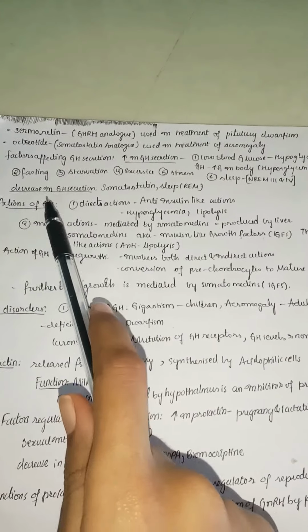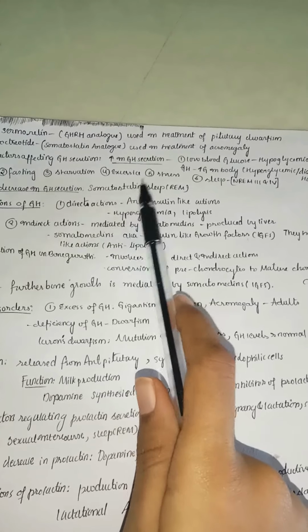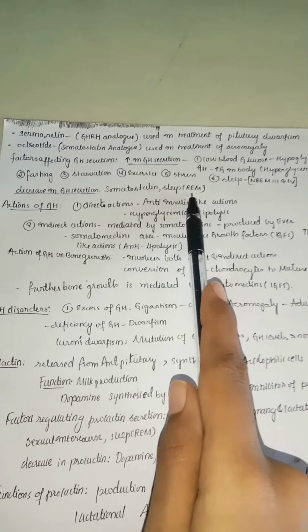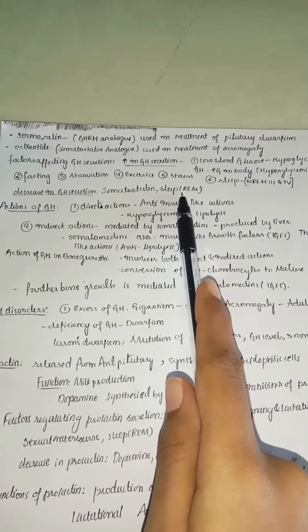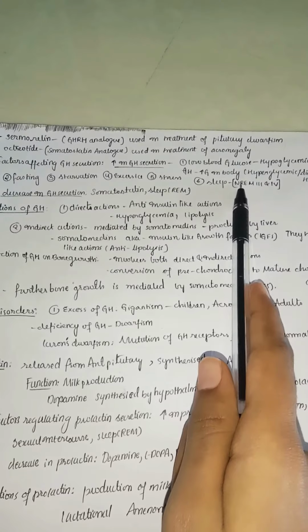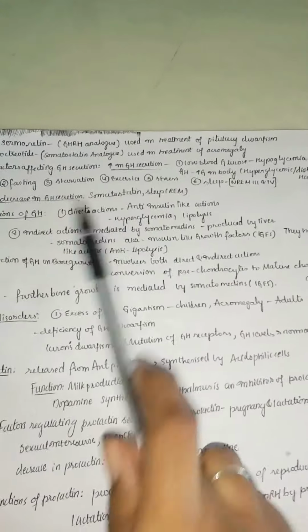Next, let us see where growth hormone is decreased. Growth hormone is decreased, of course, by somatostatin, which is an inhibitor. And also by sleep. What kind of sleep? REM sleep, meaning rapid eye movement. Whenever there is rapid eye movement sleep, remember, there is a decrease in growth hormone. But whenever there is non-rapid eye movement sleep, there is an increase in growth hormone. So that is the differentiation here.